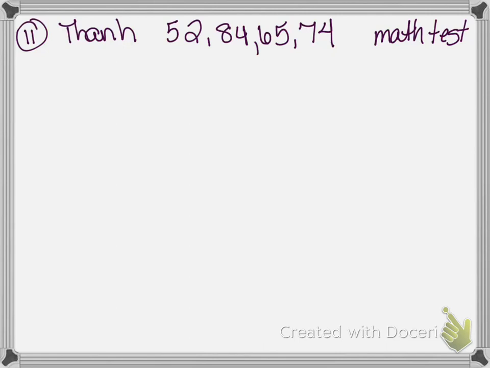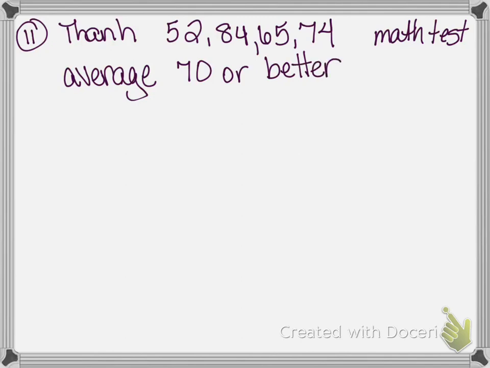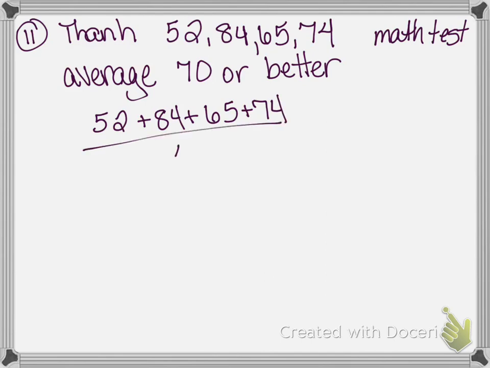He needs an average of 70 or better. Okay? He needs a 70 or better to pass the class. So if I wanted to find out what Tan's average is right now, what do I do? Good. So 52 plus 84 plus 65 plus 74. And then what would I divide by? 4. Okay? That gives me his average right now.